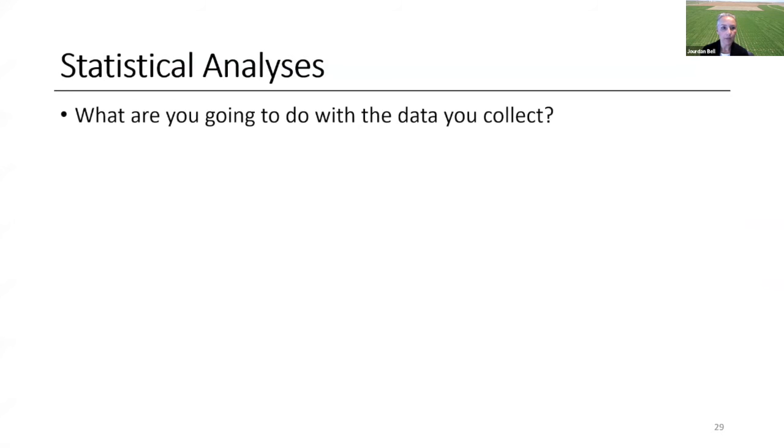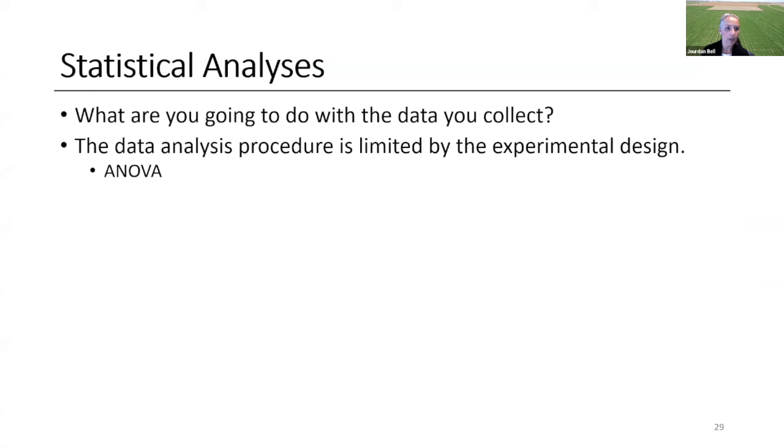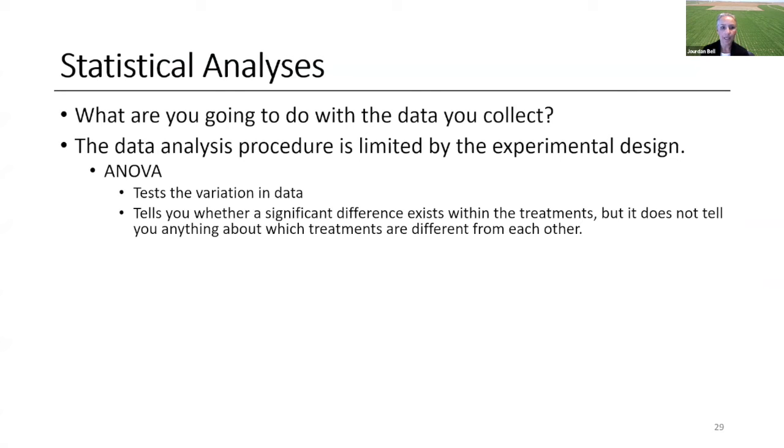As we talk about the statistical analyses, what are you going to do with the data you collect? We have data analysis procedures limited by the experimental design. As I mentioned, ANOVA is probably one of the most common. This does test for the variation in the data. It tells you whether a significant difference exists within treatments, but it does not tell you anything about which treatments are different from each other.